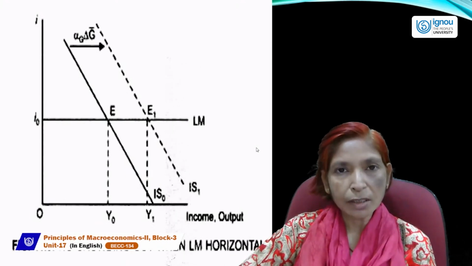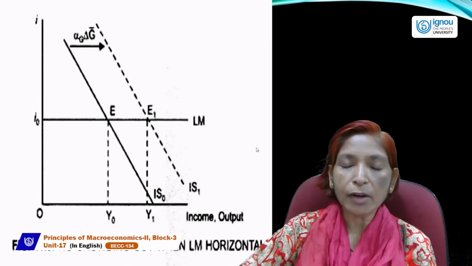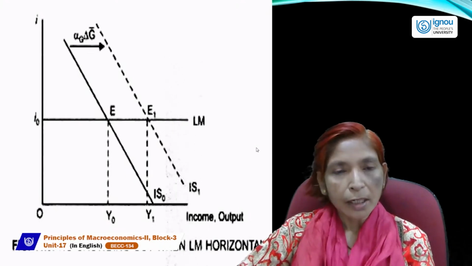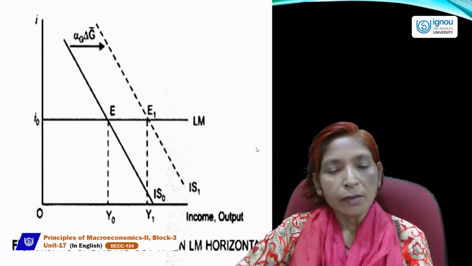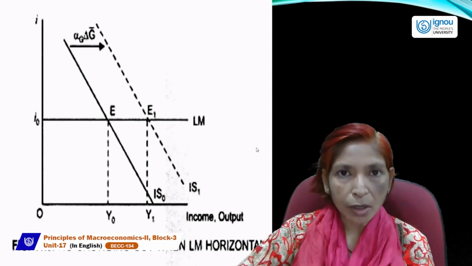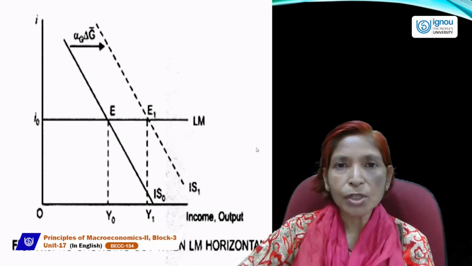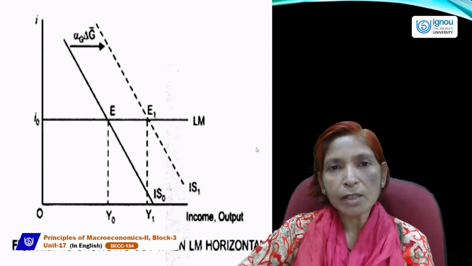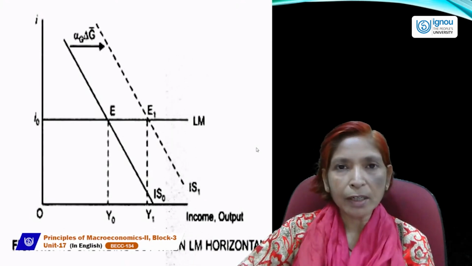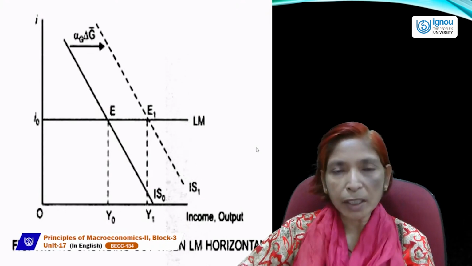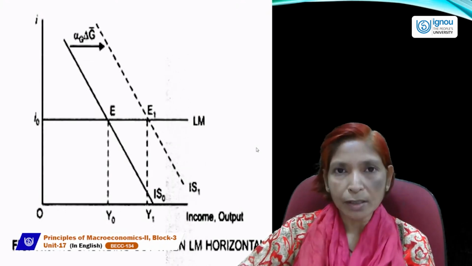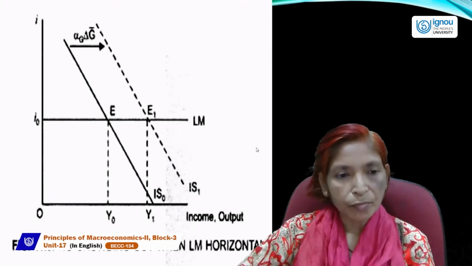This is the situation of liquidity trap also. So if any question asks when the crowding out situation will not occur, the simple answer is when the LM curve is horizontal, or when the situation of liquidity trap exists in the economy, then no crowding out situation will occur.